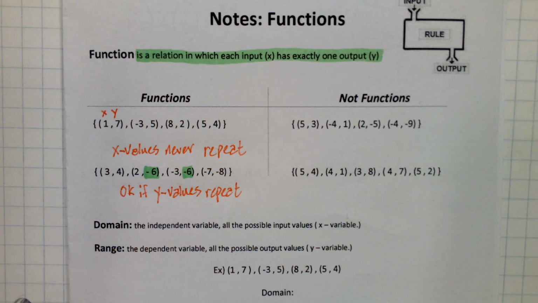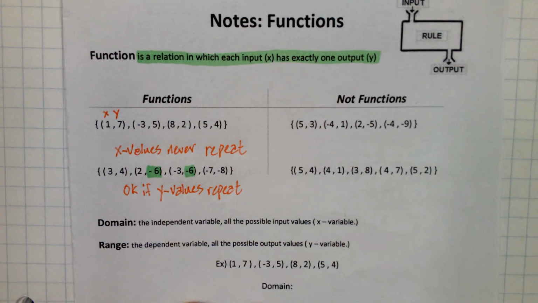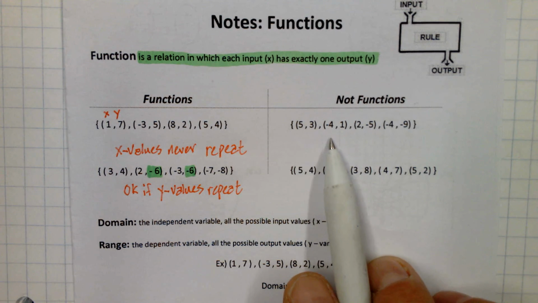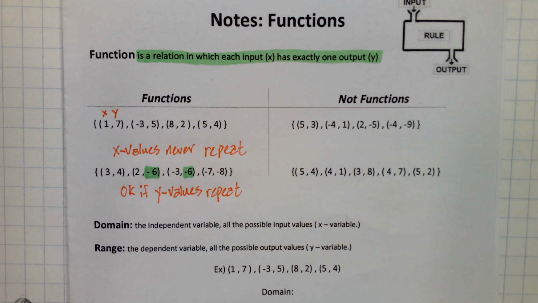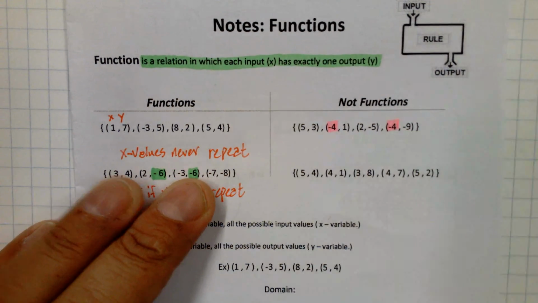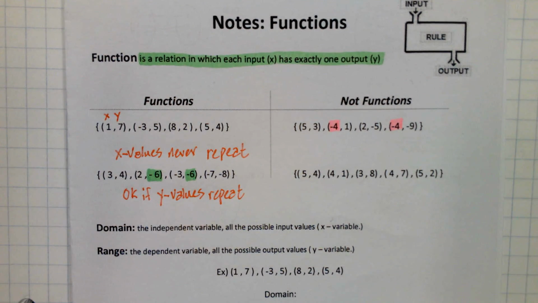Okay? Let's take a look at a couple things that aren't functions and figure out why they're not. Let's look at our first set. Do we have any x values that repeat? Yes, we sure do, right? The -4s. You see them right there? That's why it's not a function.